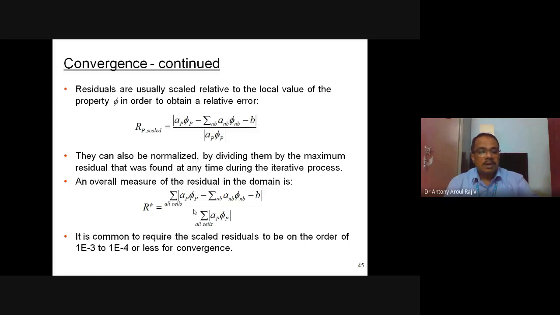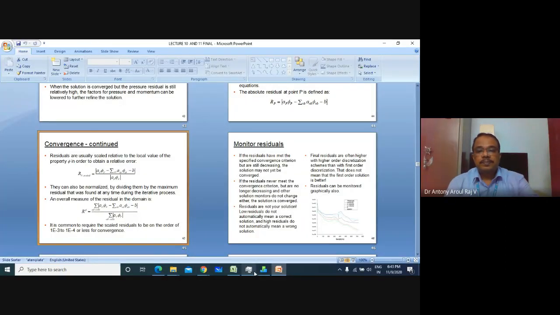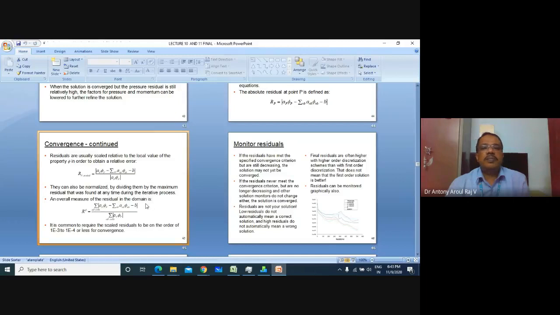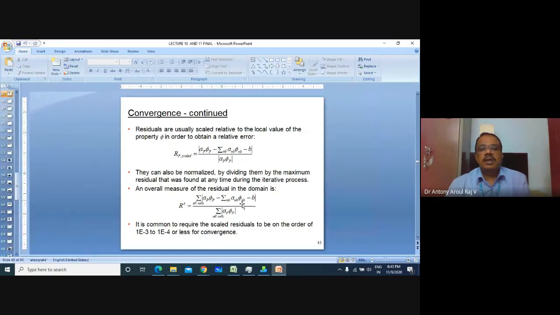So now we can go back. This residue, whatever we are having here, is the summation of all the residues. For all the nodes, or for all the mesh, it is the summation. So this is what we are calculating.